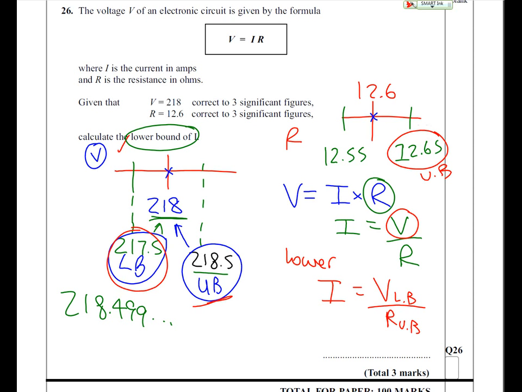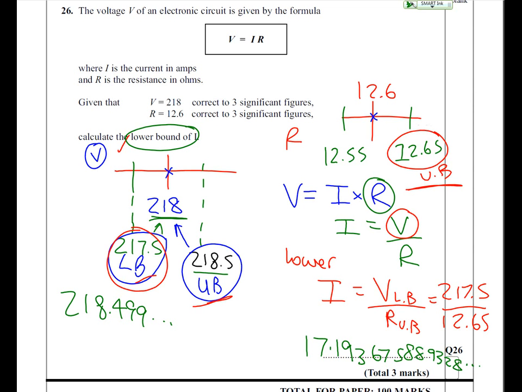So in numbers, what we're doing is 217.5 divided by 12.65. Put it in your calculator for the final time. Divided by 12.65, and you get 17.193675889328. I think they get the idea. So the lower bound of I is there.